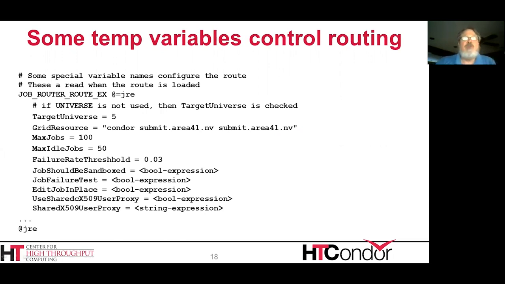There are some special variables that are sort of metadata for the route. Target universe is an alternative way of formulating universe. This is basically there for backward compatibility with the old style route syntax. Any grid universe routes will need to have a grid resource. And then the rest of these things are pulled into the route metadata when the route is loaded and used to control the routing itself.